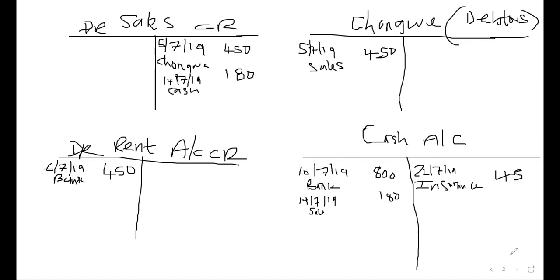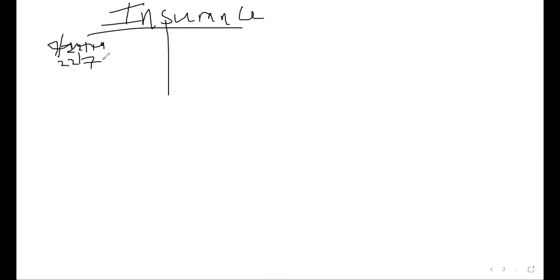Okay, so insurance, you open an account, insurance account. So insurance, you received. Okay. So it was on which date? 22/7/19, which was for cash, 45 on the debit side. So this is 45. Then we go to the other transaction.